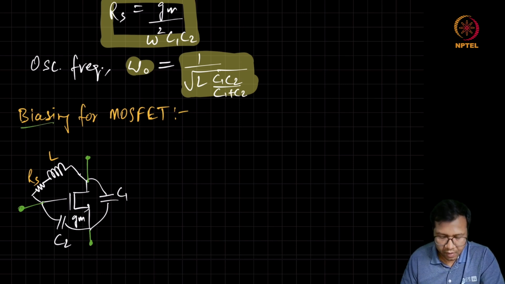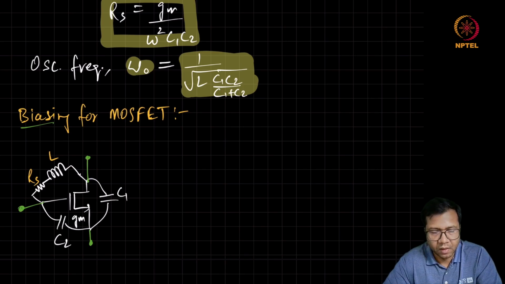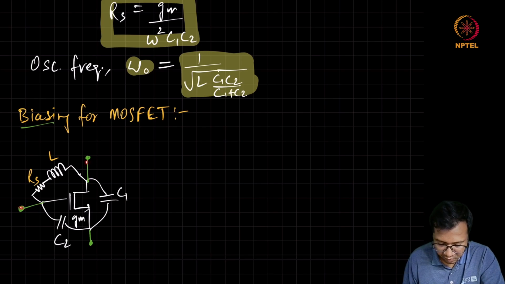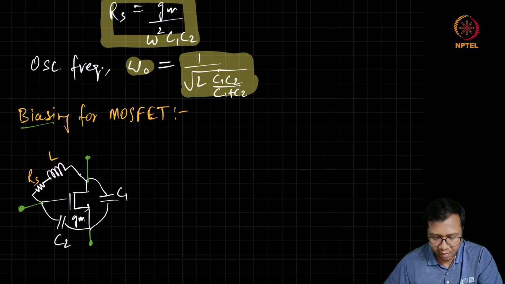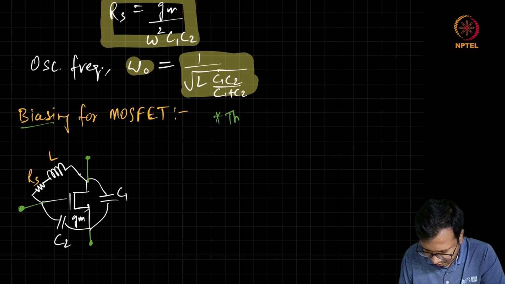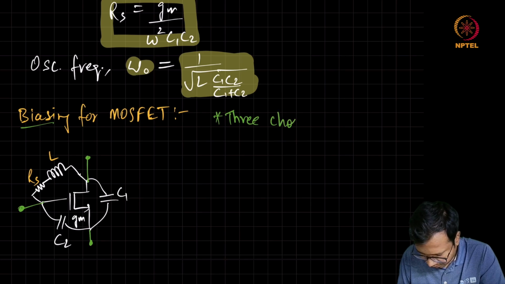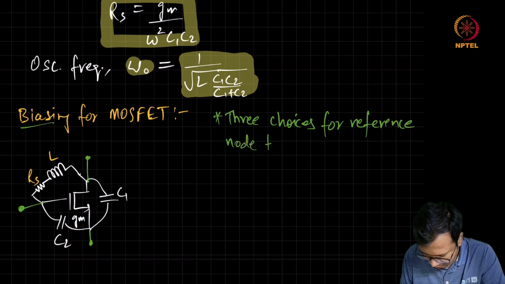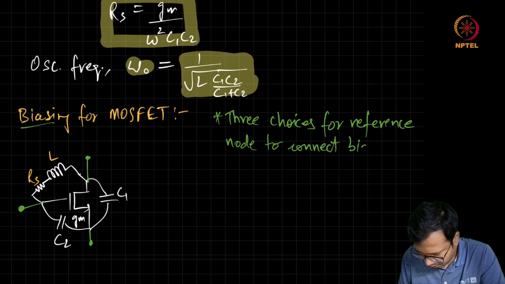So here we can see that we have the choice of choosing one of these three nodes to be a reference node so as to connect the biasing sources. So depending on which node we choose as a reference node, we can have different biasing circuits. Three choices for reference node to connect biasing circuit.